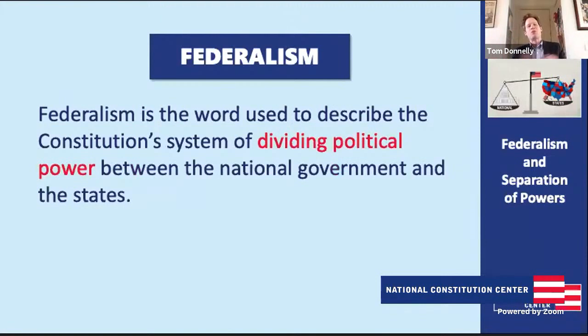The last big principle for this week is federalism. So if separation of powers is splitting power at the national level between three branches of government, federalism is about the fact that the Constitution also distributes power at two different levels of government. So some power going to the national government and a lot of power remaining with the states. That division of power between the national government and the states is our system of federalism.